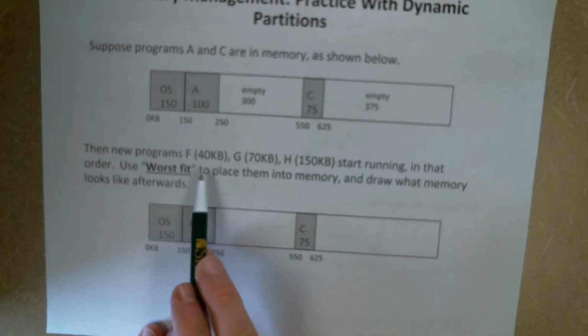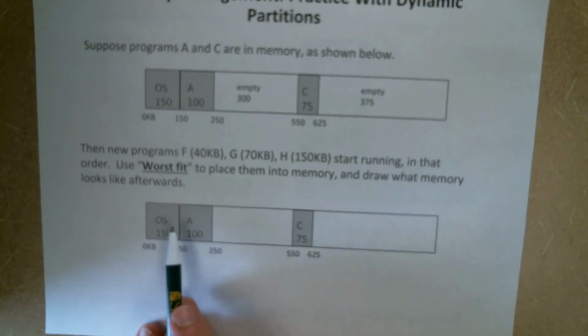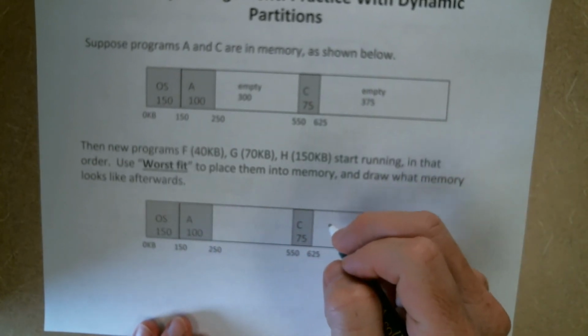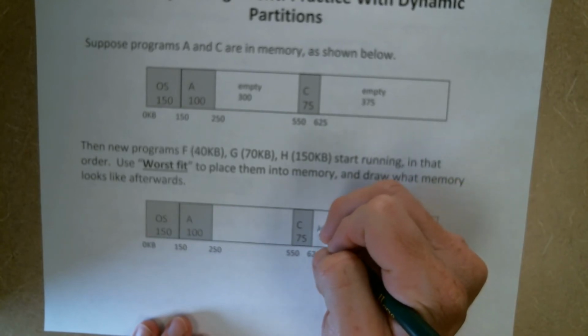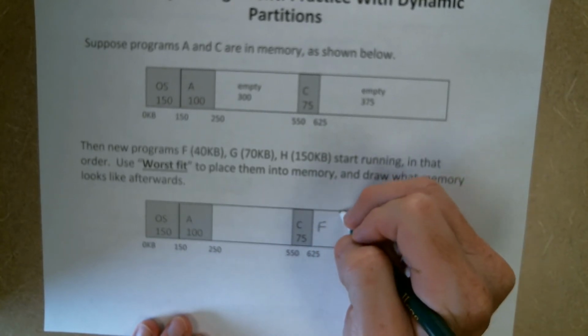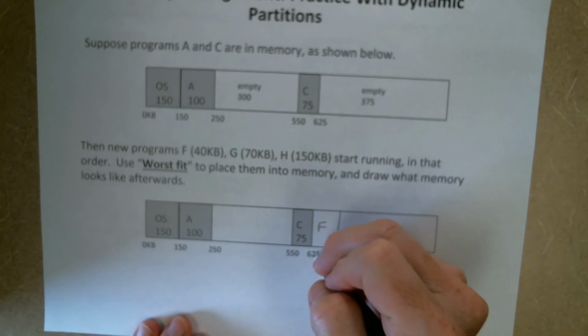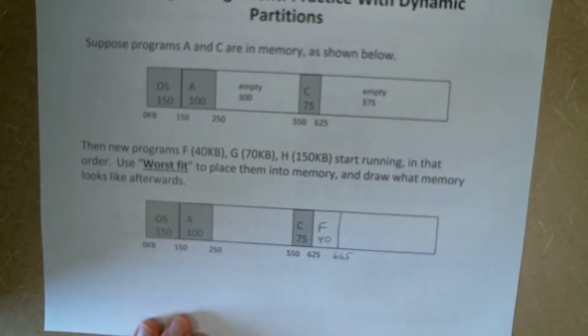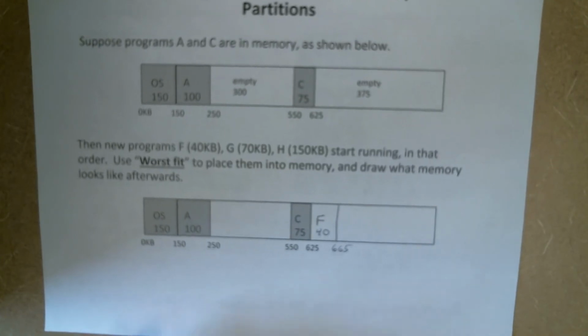So F is 40 kilobytes, but again, we start by using the biggest possible space. So that's going to be over here. We're going to put F right here. We're going to use 40 kilobytes. That's going to bring us up to 665. Then we're going to move on to G, which is size 70.